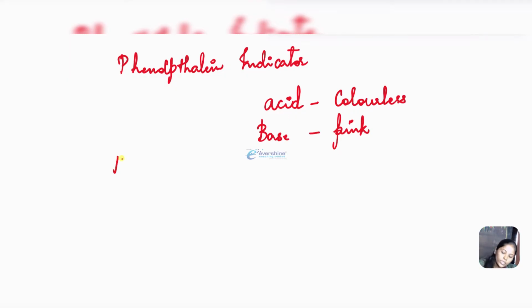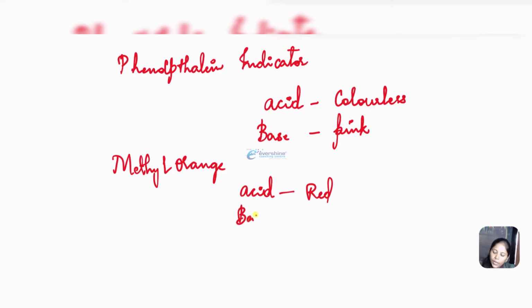What about methyl orange? Methyl orange in acid, red. Methyl orange in base, yellow. Got it? All of you? Yes. Next, which is another indicator?